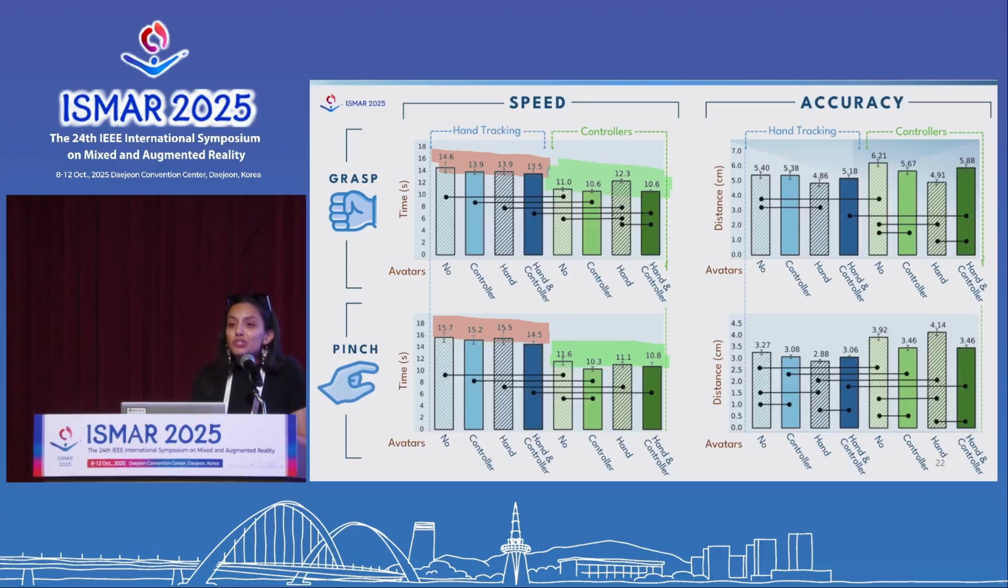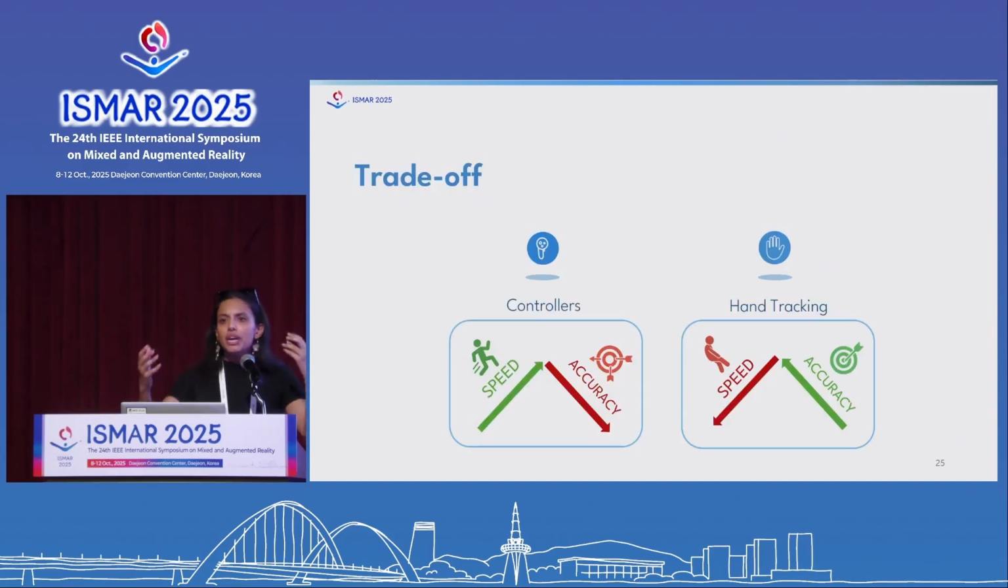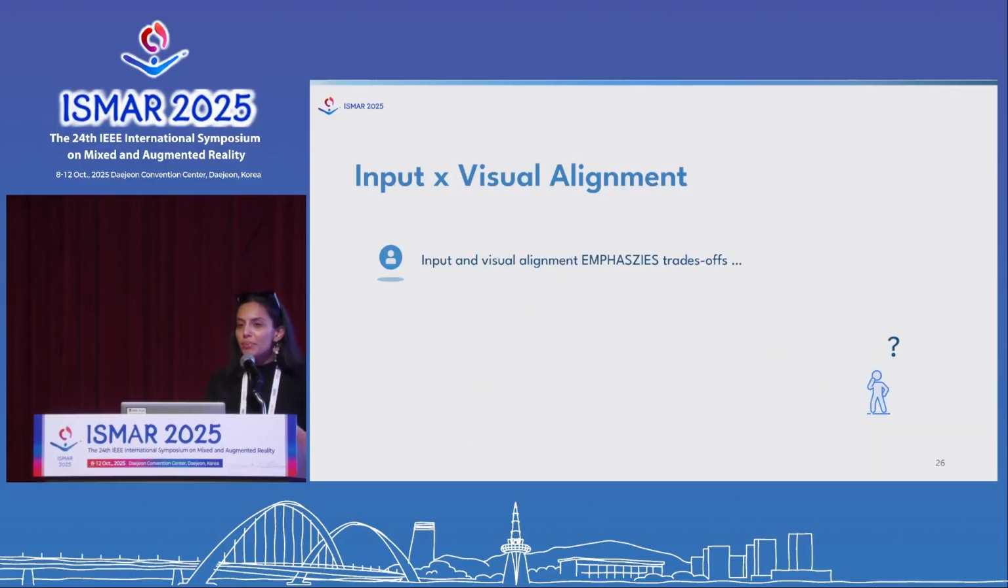So we found that controllers are consistently faster than hand tracking, but the speed came at the cost of accuracy, meaning that hand tracking had the overall best accuracy performance. This trade-off that we see between speed and accuracy actually aligns with past research that did compare hand tracking and controllers. But with our study, we could take an even closer look at it. Our data shows that input and visual alignment emphasizes the trade-off between speed and accuracy we found between those 2 inputs. What do I mean by input and visual alignment?